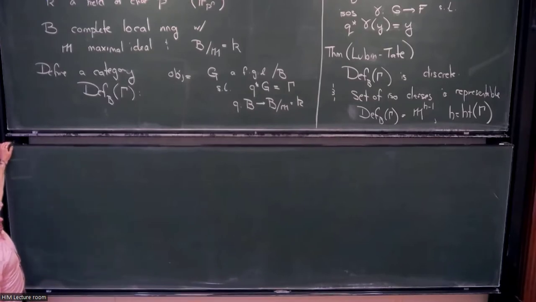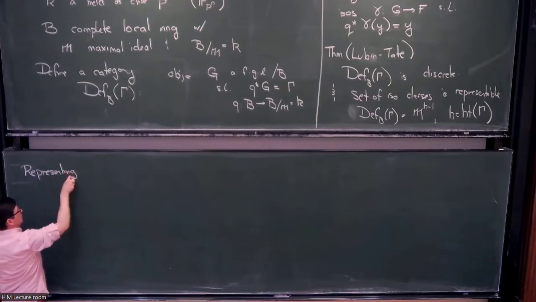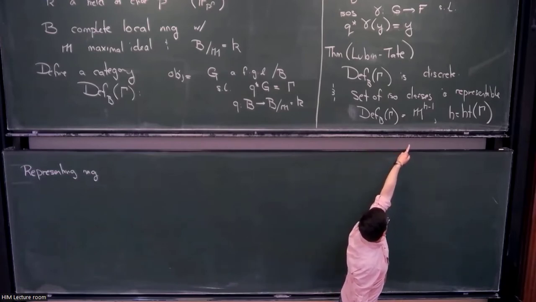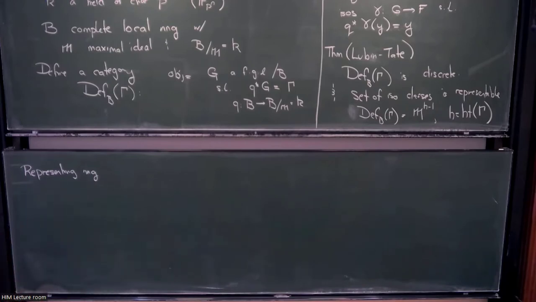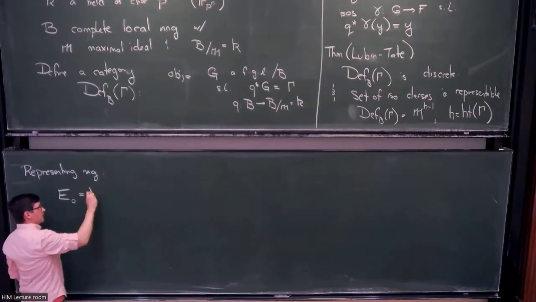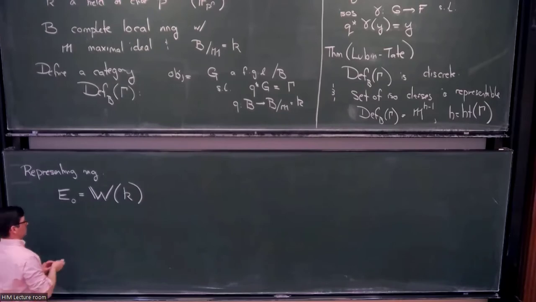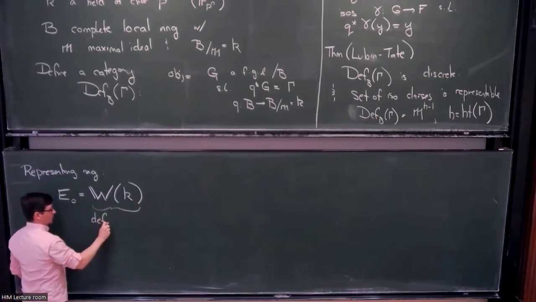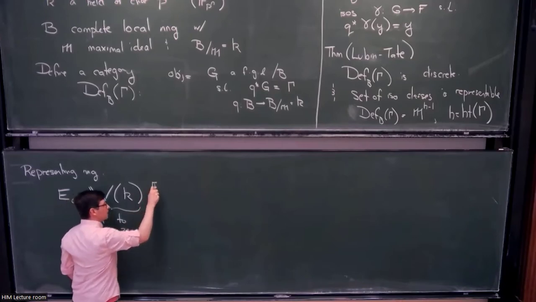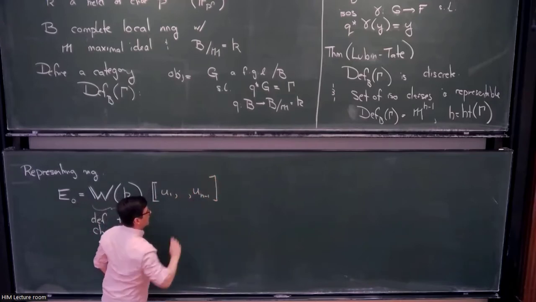And then what's the representing object? Well, it follows from knowing exactly this, that the value at some B is M to the height minus one. The representing ring is this ring, E_0. This is the universal deformation of my field to characteristic zero. So this is the deformation to characteristic zero. And then I'm going to adjoin a bunch of formal power series generators, u_1 through u_{h-1}.